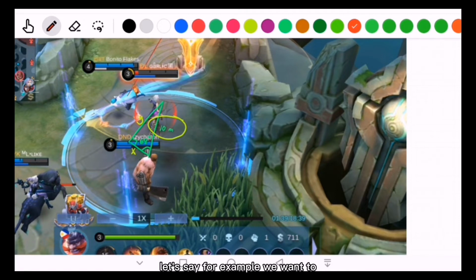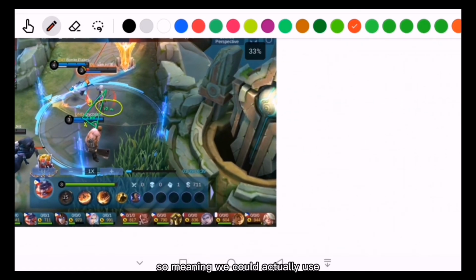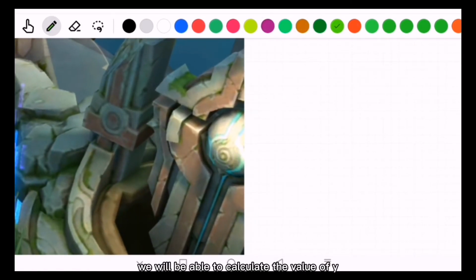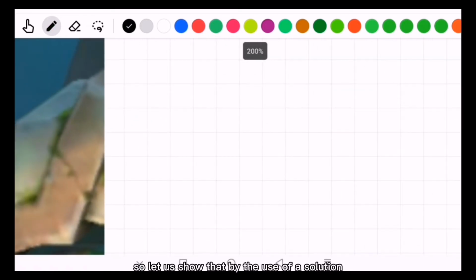Let's say for example we want to solve for the value of y. To solve for the value of y, we know that the opposite of 68 is y, and the speed is the hypotenuse. So meaning we could actually use the opposite side over the hypotenuse for the trigonometric ratio of sine. So with that, we will be able to calculate the value of y. So let us show that by the use of a solution.